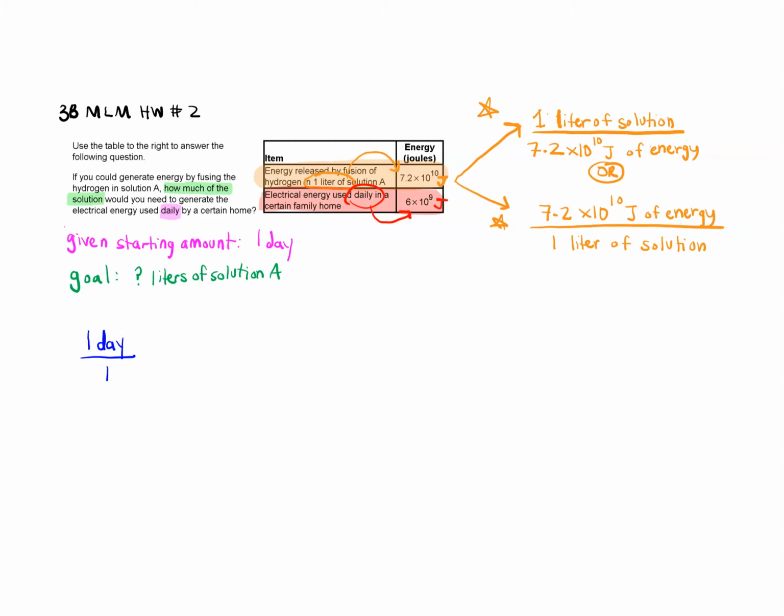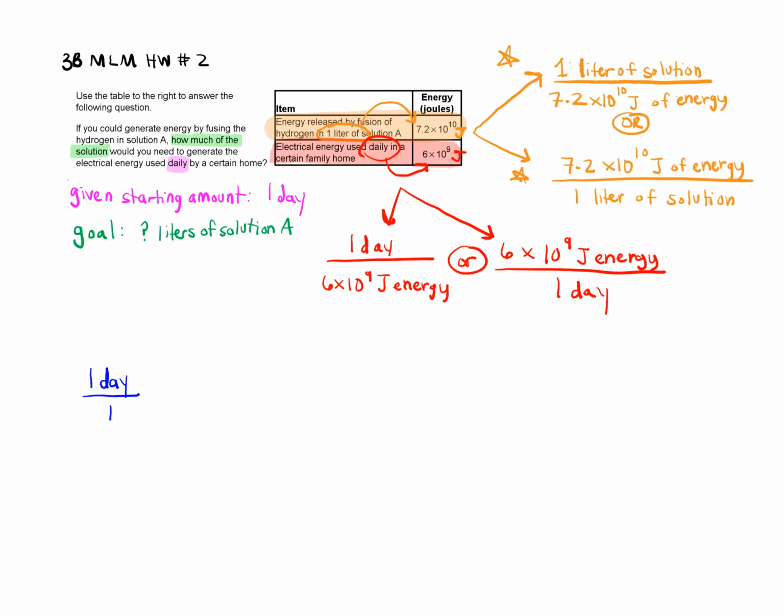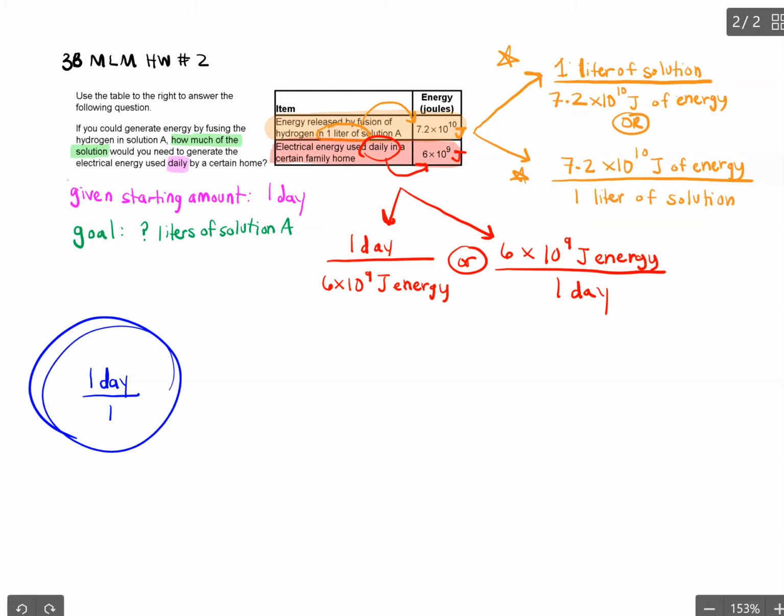So what does that look like as unit conversions? Well, it looks like either of these fractions. I can put the 1 day in the numerator and the energy that it cashes in for in the denominator, or vice versa. Now, in this problem, it's super tempting to try to start with one of these fractions instead of just starting with 1 day.